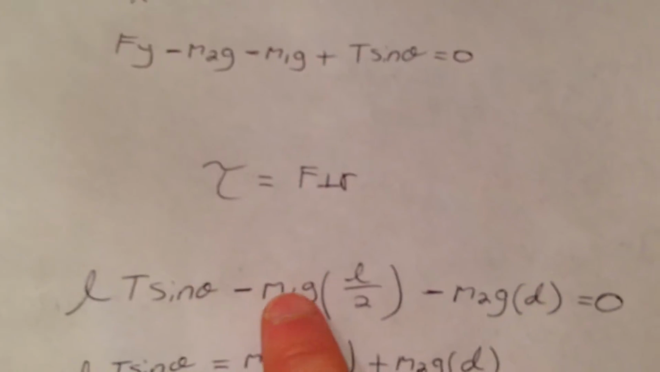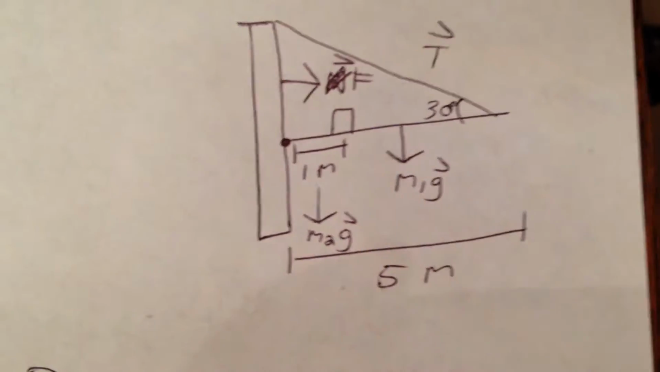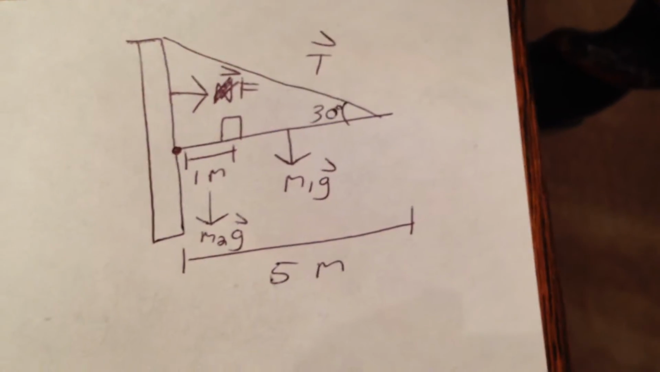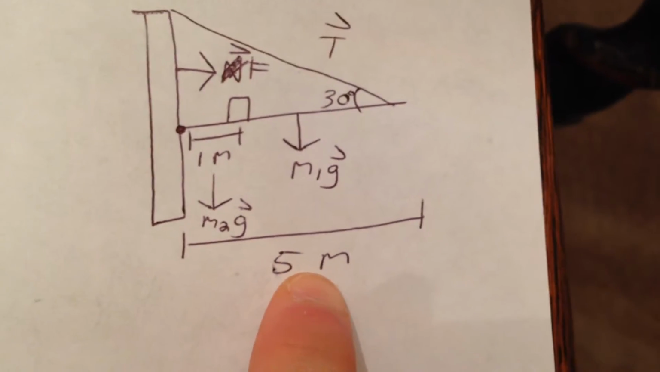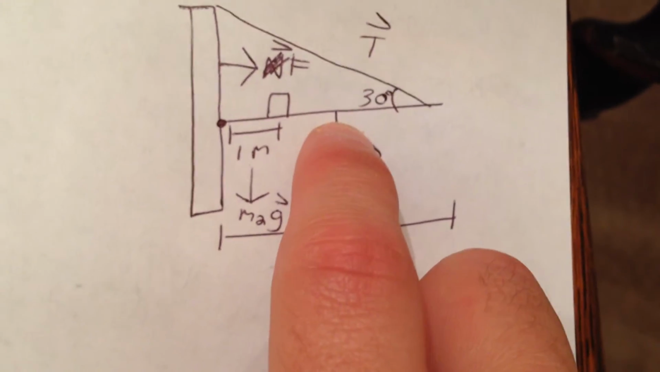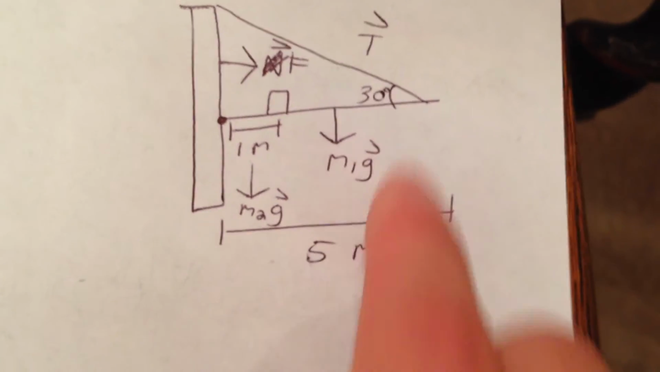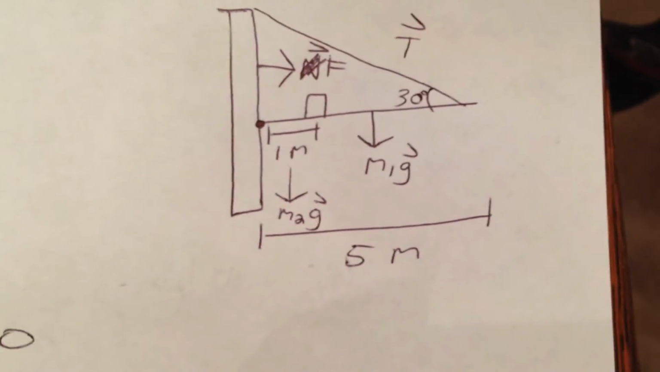Then, of course, I subtracted the M1G again. It's negative y direction, and I multiplied it by the L2 because M1G is the perpendicular force of this length divided by 2. And it's divided by 2 because if that's the middle, then you got half of the length on this side, the other half on this side. So it's divided by 2.